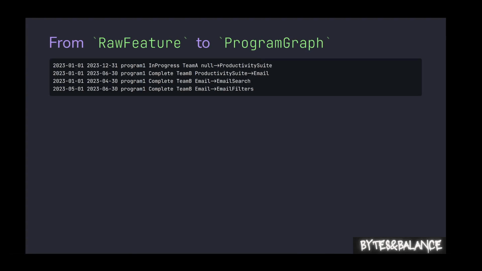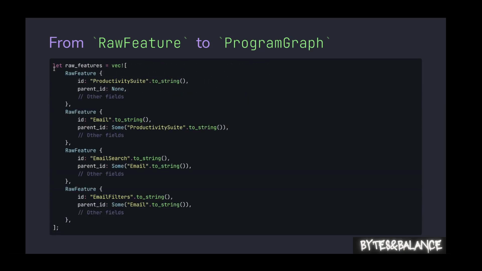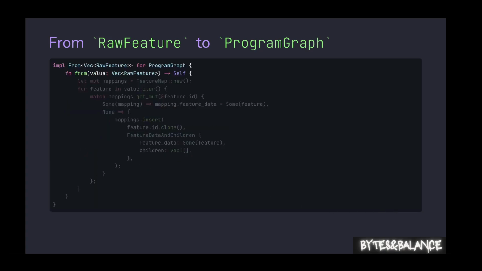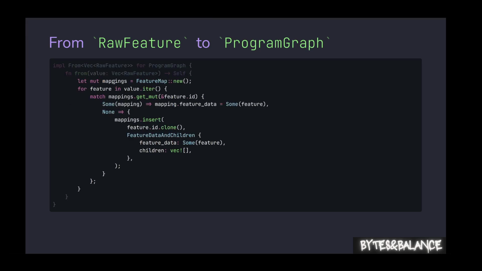As you can see, this is our text data, and we have shown this before. We read each line and split the string into multiple fields. Then what we have is this vector of RuleFeature. Each RuleFeature has the ID, parent ID, and some other fields like status, start date, and end date. For the type conversion that I mentioned, we have to implement the From trait, or this From block, which is the implementation of the From trait. And next we are going to create this mappings, which is a container to hold feature data and the relationships.